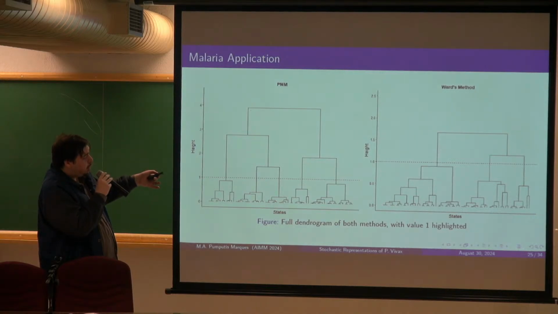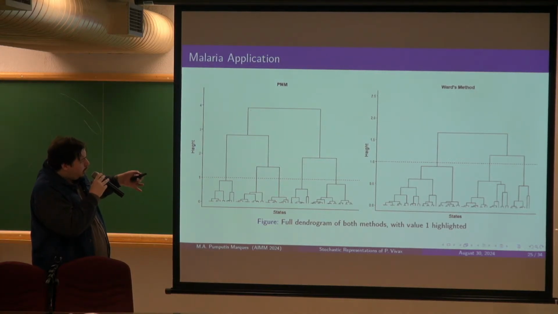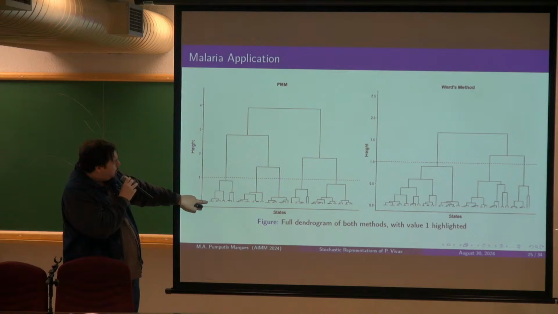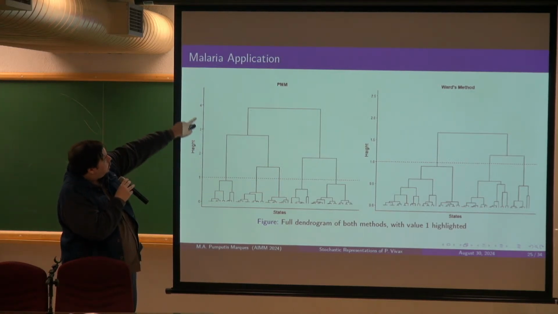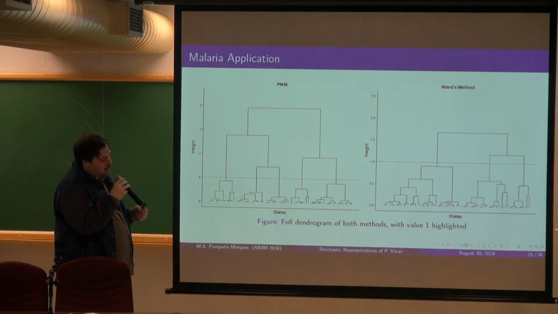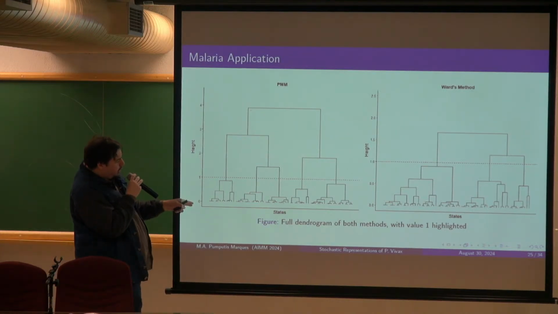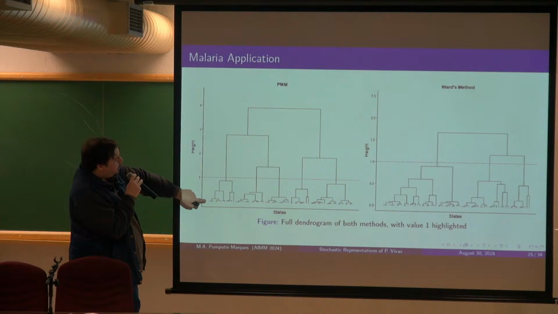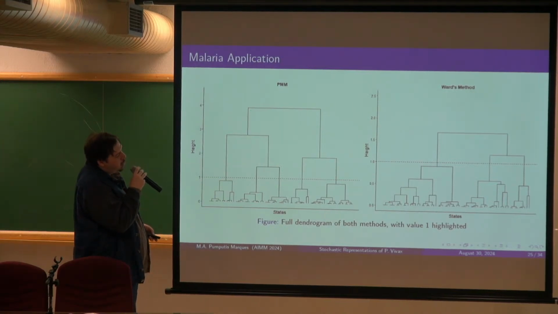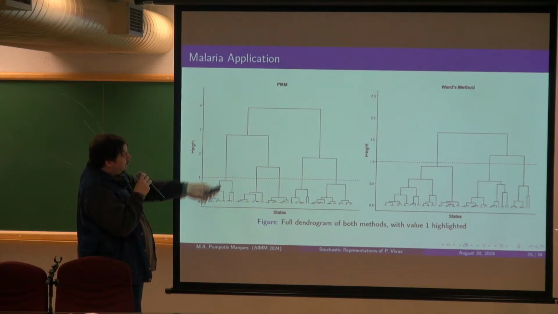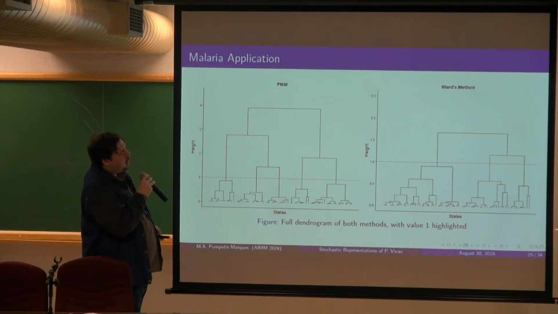So here's the dendrogram, right? If you're not familiar with the dendrogram, the idea is that each point here is a transition state, and this value on the y-axis is the value of the metric when they were joined. So we can see that most of the merges, almost all merges, happen between the values of 0 and 1, which are highlighted in both graphs. And this happens both for the partition model and Ward's method.